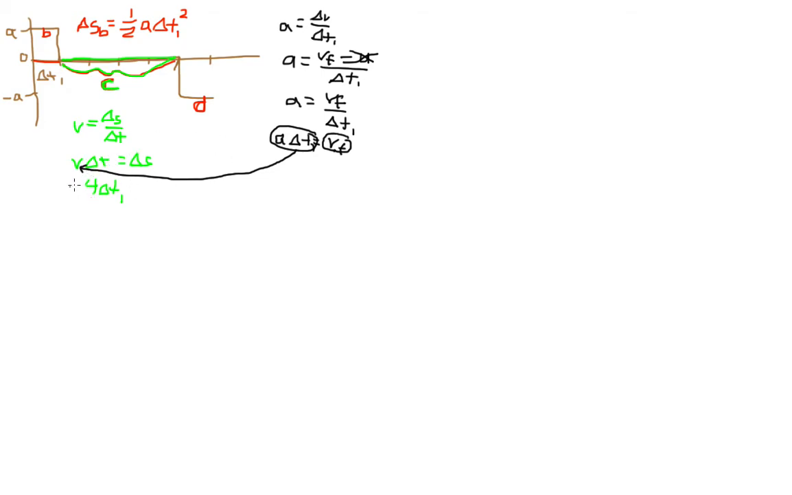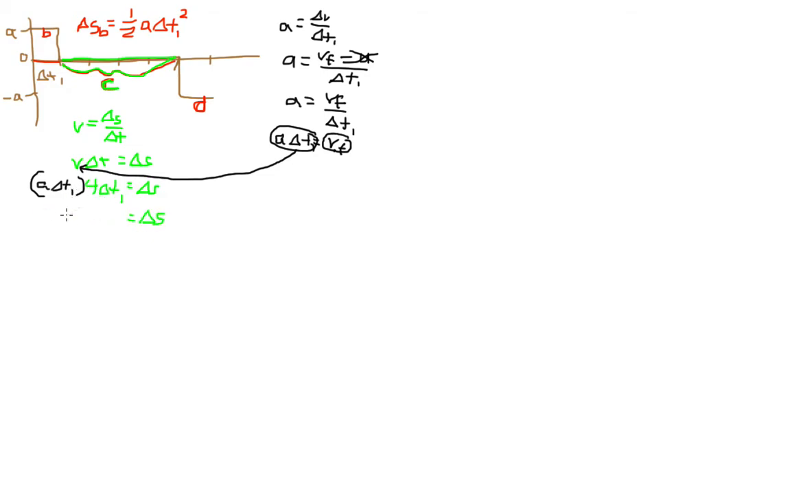So now this is times A times delta t1. Since that is our velocity, that's our final velocity after they've accelerated in the elevator to that point. So now this is all going to be pretty cool. So now our delta s is this. So this is our delta s.